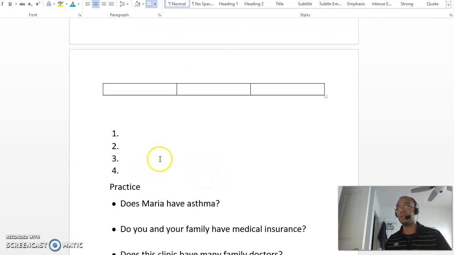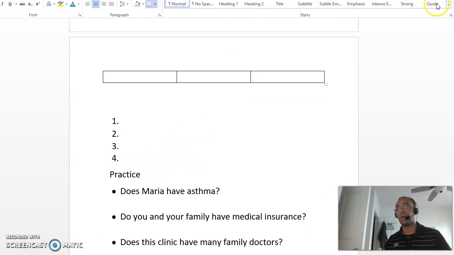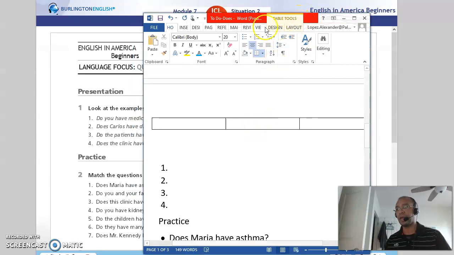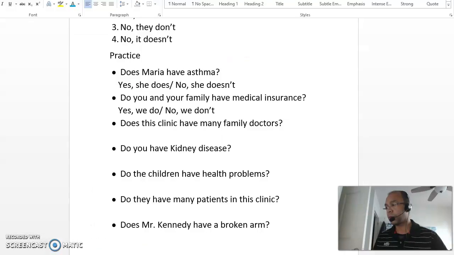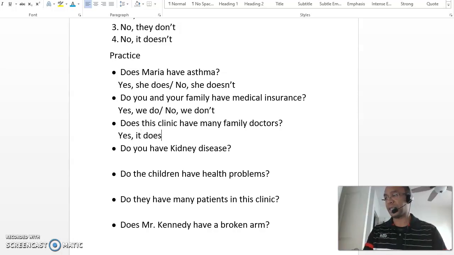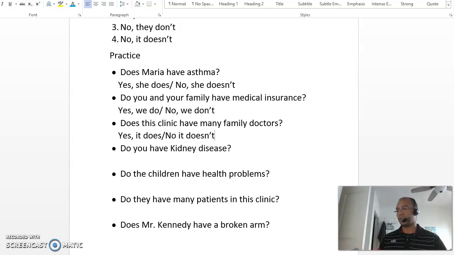Okay, so based on this, let's look at the questions that we have here, and then we're gonna complete this together. Does the clinic have many family doctors? Your answer could be yes, it does, because it's a clinic, or you can say no, it doesn't. Those are your two options. But notice how you always say "it does" or "it doesn't" when you refer to one thing.